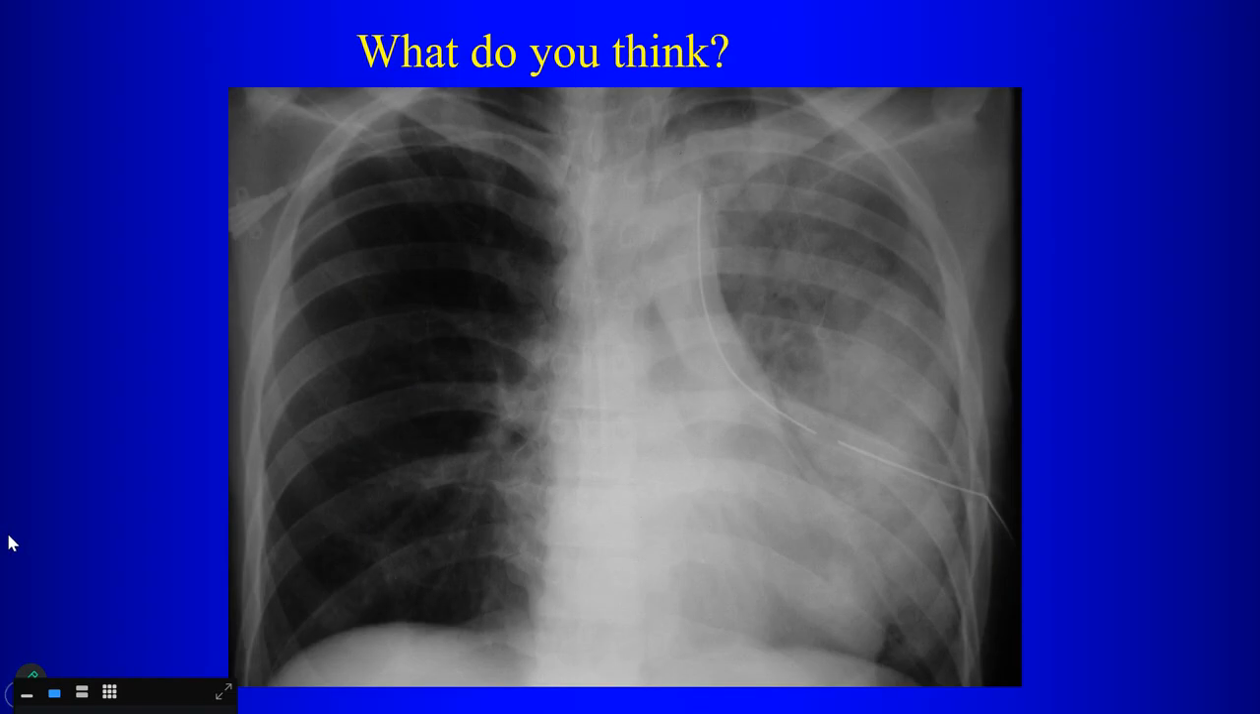The chest X-ray here shows unilateral consolidation. There's another finding. The patient also has a chest tube. How do we put that together?